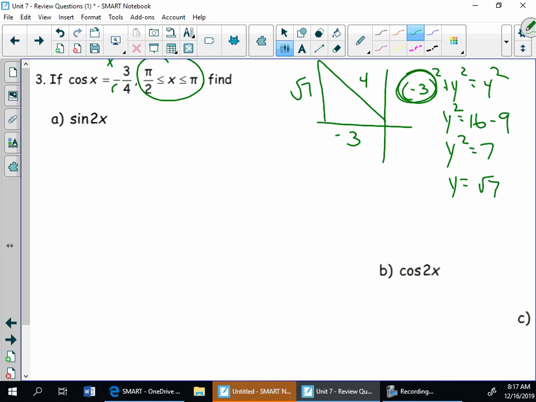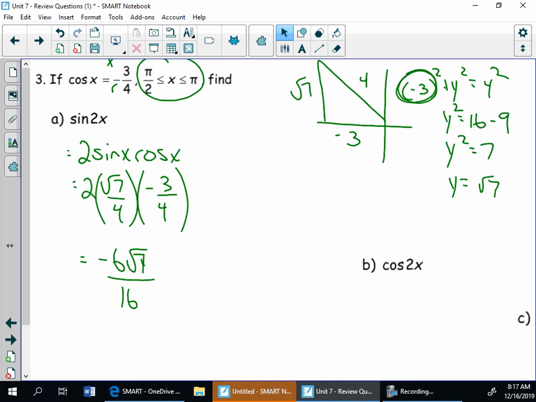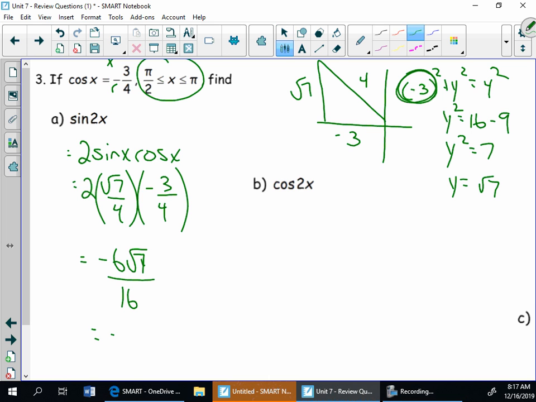Okay. Sine of a double angle. We have our formula. It's 2 sine x cos x. What's sine? Well, sine is root 7 over 4, and cos is negative 3 over 4. And multiply it all together, we'll get negative 6 root 7 over 16. And that's it. And you can reduce it if you want to. I won't. I don't care on the test if you do that or not, but divide out by 2.